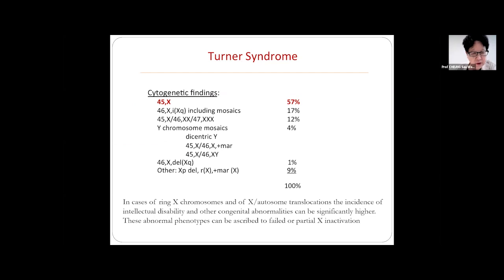And you could also have 40X and then deletion XQ. Other ones were like the ring X or a marker chromosome, later on we find was X, and these are the roughly percentage. In the case of ring chromosome, ring autosome translocation, the incidence of the intellectual disability and other congenital abnormality can be significantly higher, which I will explain in the next slide.